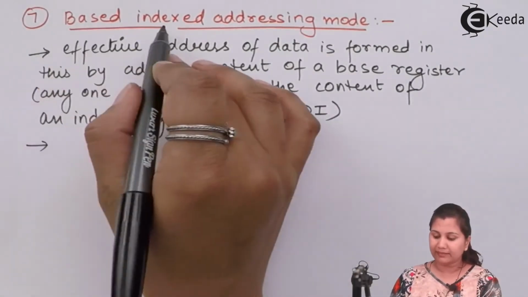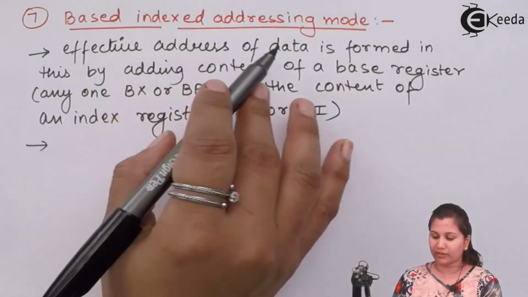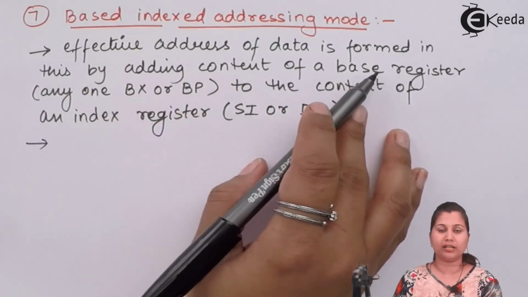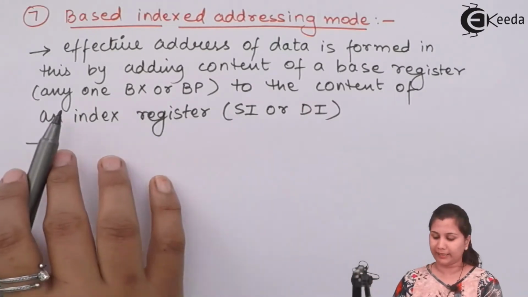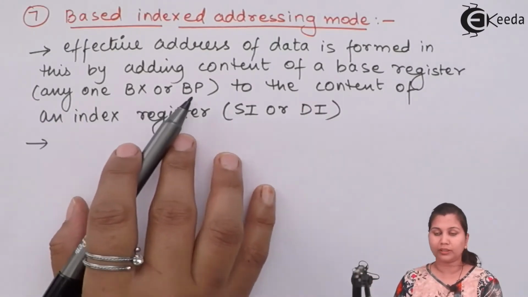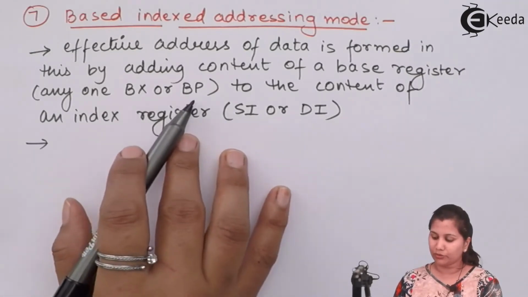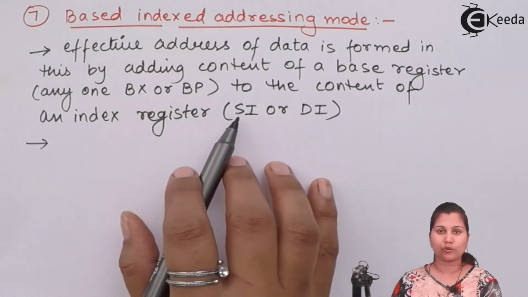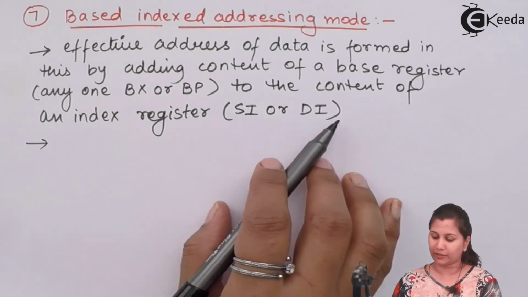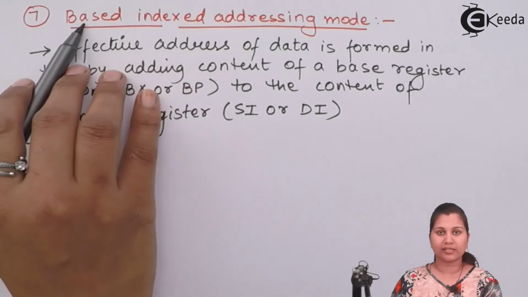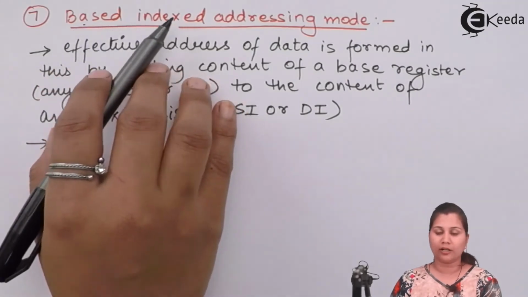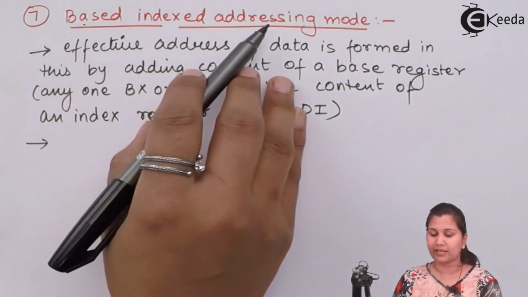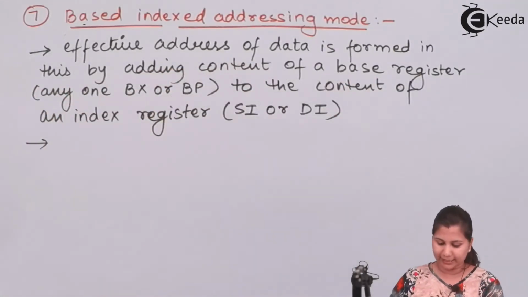In this based indexed addressing mode, the effective address of the data is formed by adding the content of the base register, any one of the base registers like BX or the base pointer, to the content of an index register, either source index or destination index. So we have both the base register plus the index register. This addressing mode is known collectively as the based indexed addressing mode. Let us take an example.